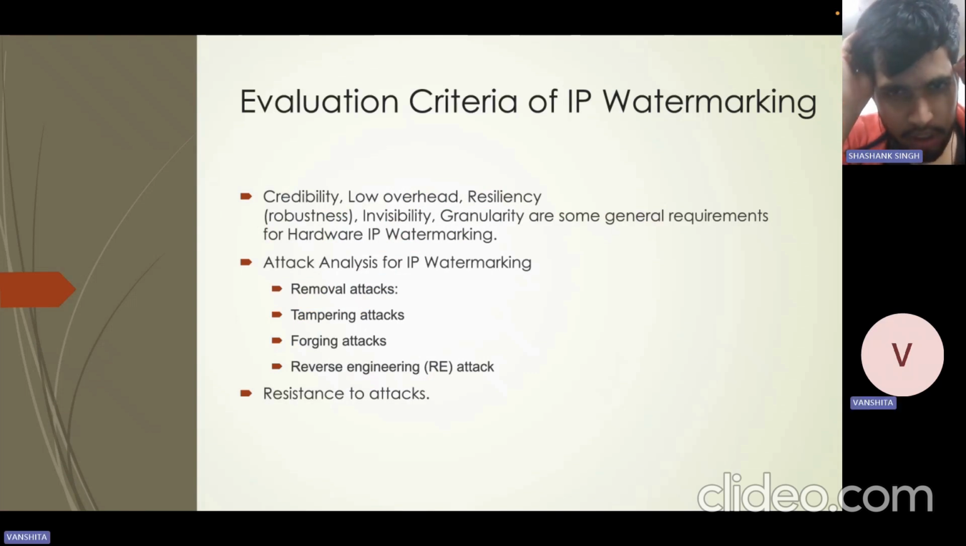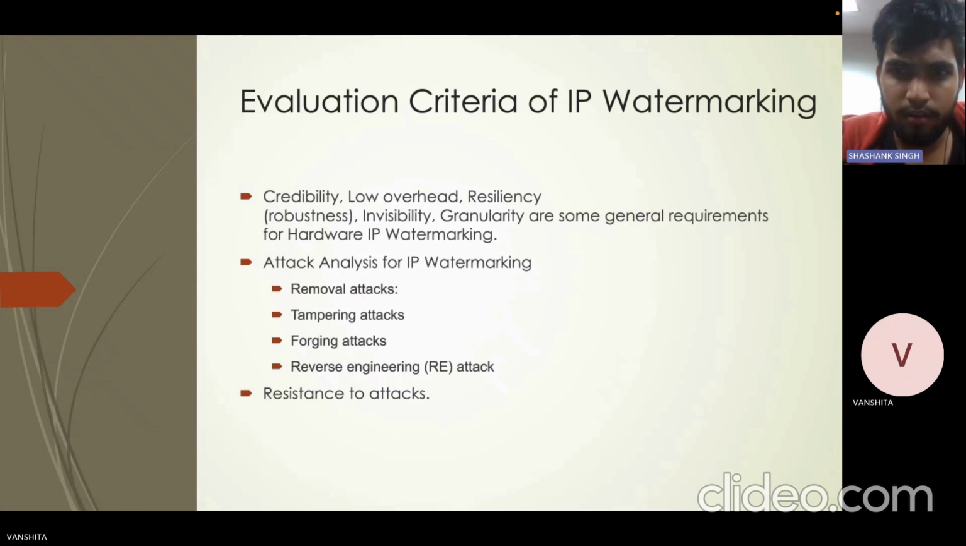Credibility ensures the trustworthiness and authenticity of the embedded watermark in hardware IP. Low overhead is vital, minimizing impact on performance and ensuring efficient operations alongside robust protection. Resiliency or robustness is a key requirement, ensuring the hardware watermark can withstand various attacks and maintain its integrity. Invisibility emphasizes the need for the watermark to remain imperceptible, working silently without disrupting normal hardware functions. Granularity determines the level of detail in the watermarking process, striking a balance between effective protection and minimal interference.